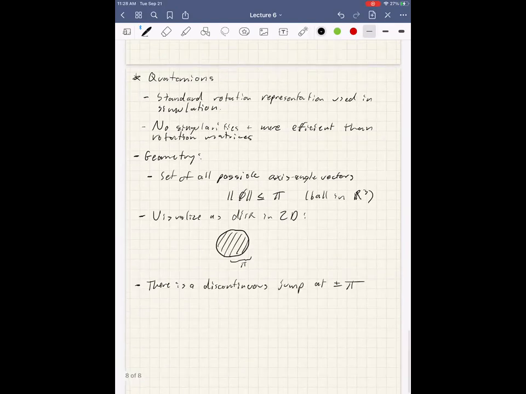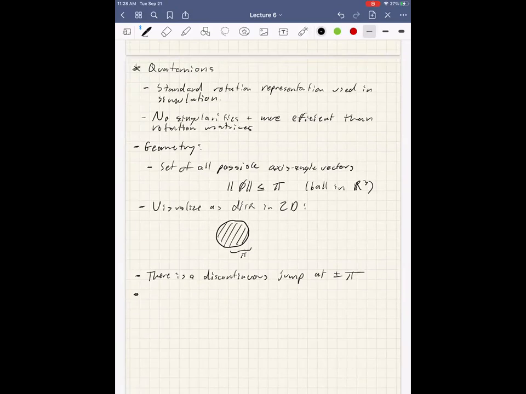So that messes us up in our integrator. I can't write that down as a nice ODE. If I try to, the Jacobian mapping omega into phi dot is going to have a singularity at pi because of that jump. It's not differentiable. So I want to get rid of the jump.